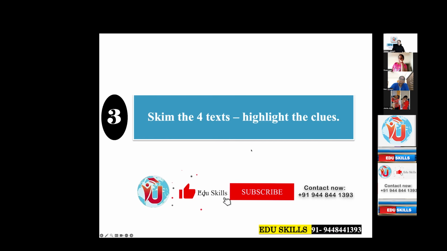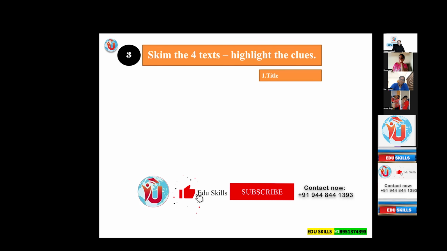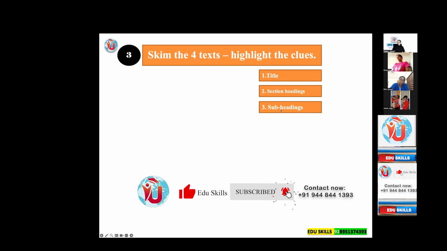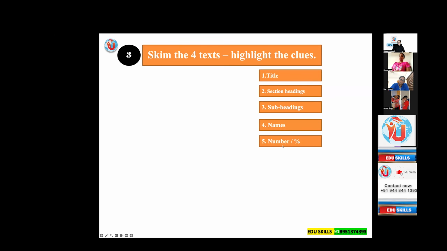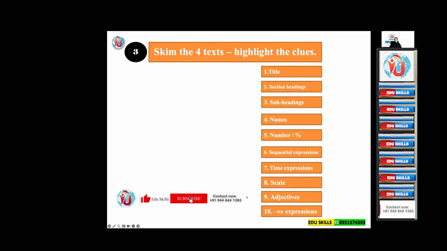And skim the 4 texts and highlight the clues. The first business is to skim, means just go over the 4 texts, and highlight the clues. You have to underline or highlight the title, the section headings, the subheadings, the names, the number or percentage, sequential expressions, time expressions, scale, adjectives, and negative expressions. The major ones I have highlighted here. As you skim through, you have to look for the title, Paracetamol Overdose, then section headings. As I said, 4 texts have 4 headings.